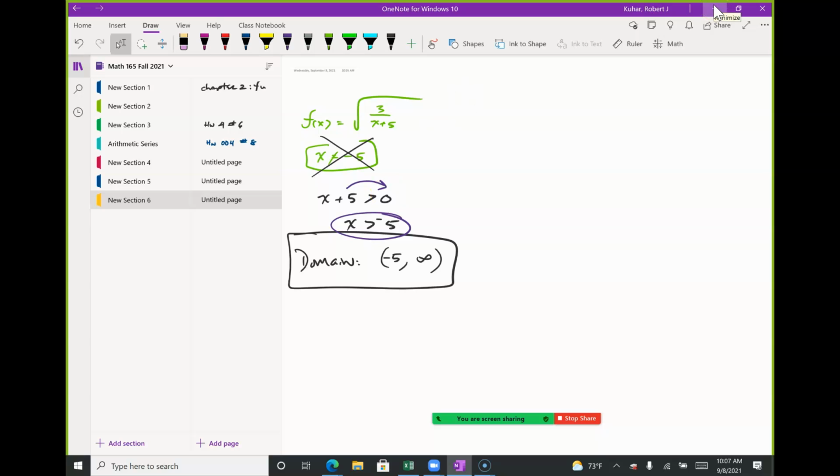Nice, not too bad, right? Is something a function? Is finding the domain of a function. Finding the range of a function is a little bit more difficult, but we'll get to that in chapter 4, I believe. Algebraically finding the range of a function.